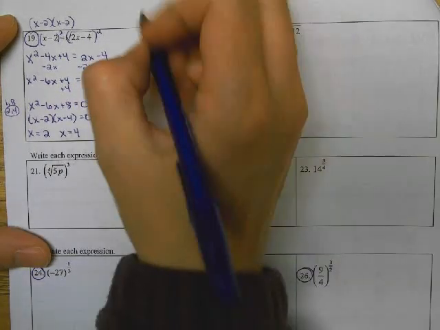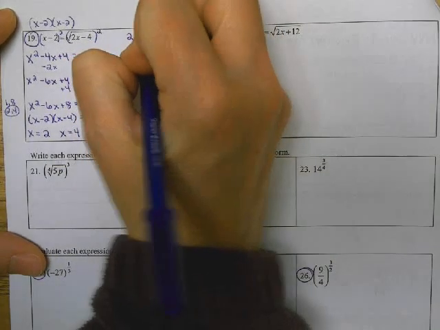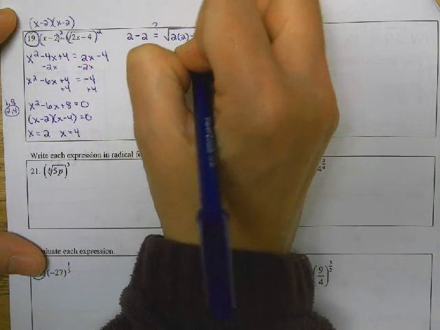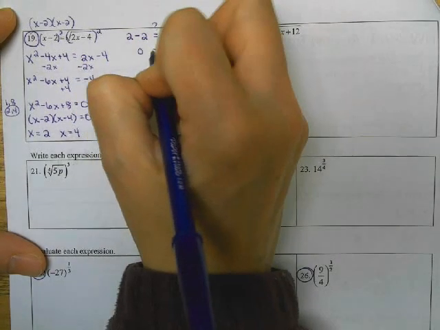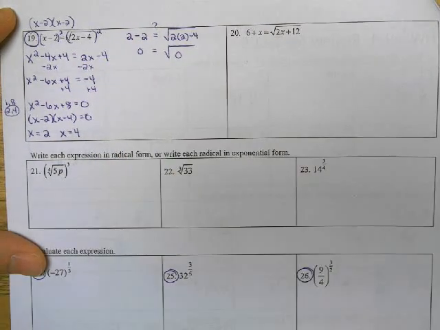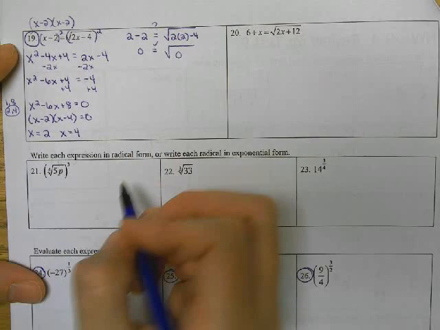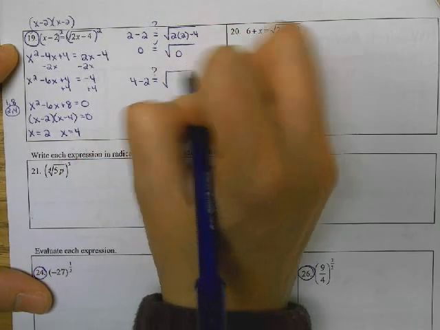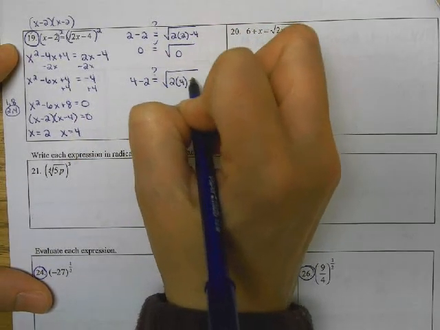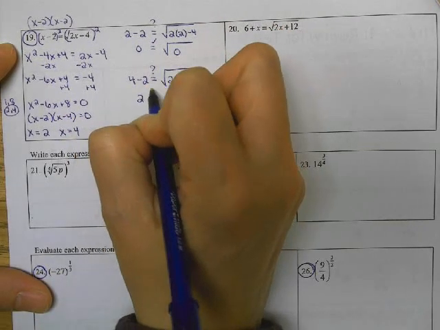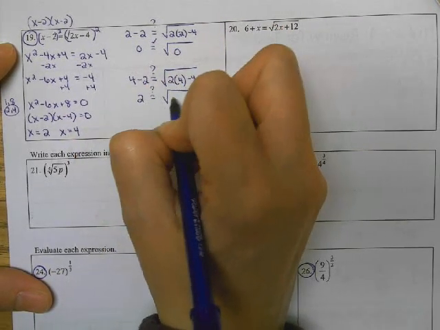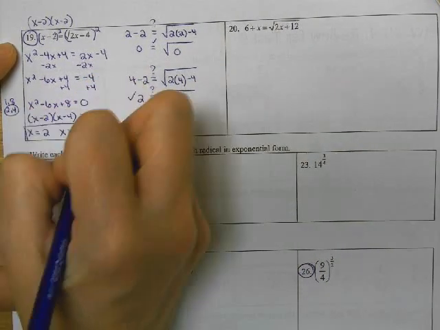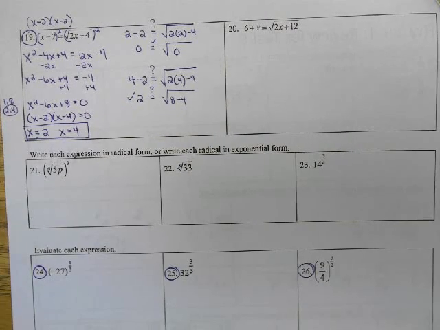I'm going to go over here and I'm going to try these. So 2 minus 2, is that equal to the square root of 2 times 2 minus 4? So 0 equal to the square root of 0? Yes. Okay. 4 minus 2, is that equal to the square root of 2 times 4 minus 4? So is 2 equal to the square root of 8 minus 4? Yes. So both of these work this time.